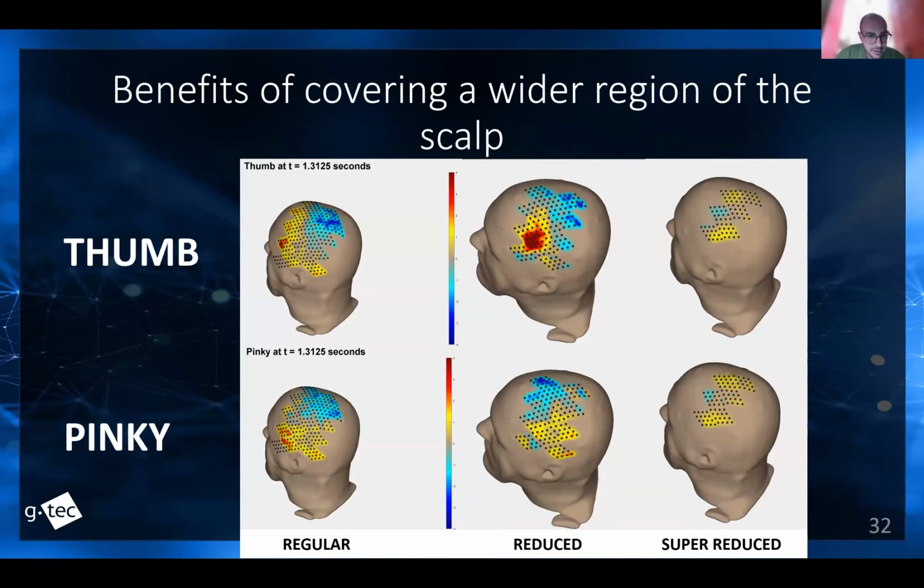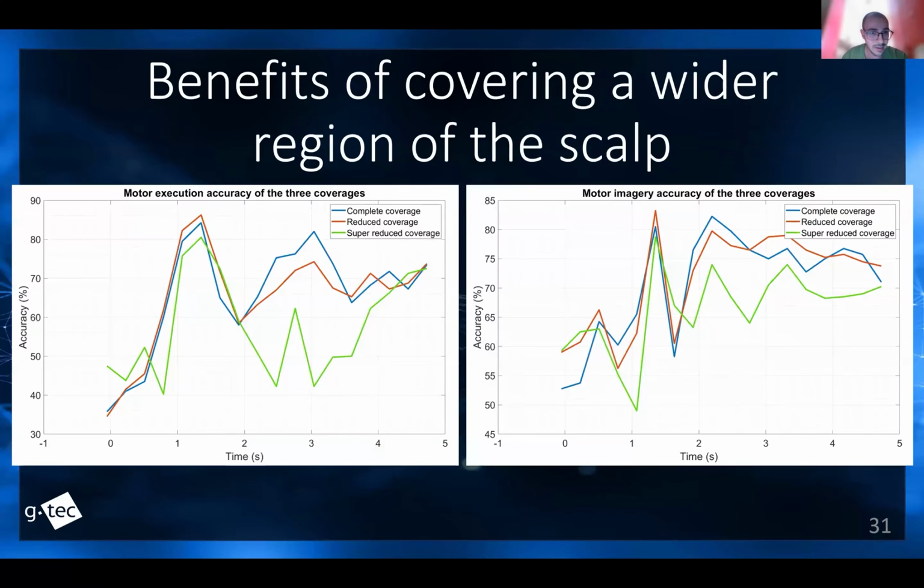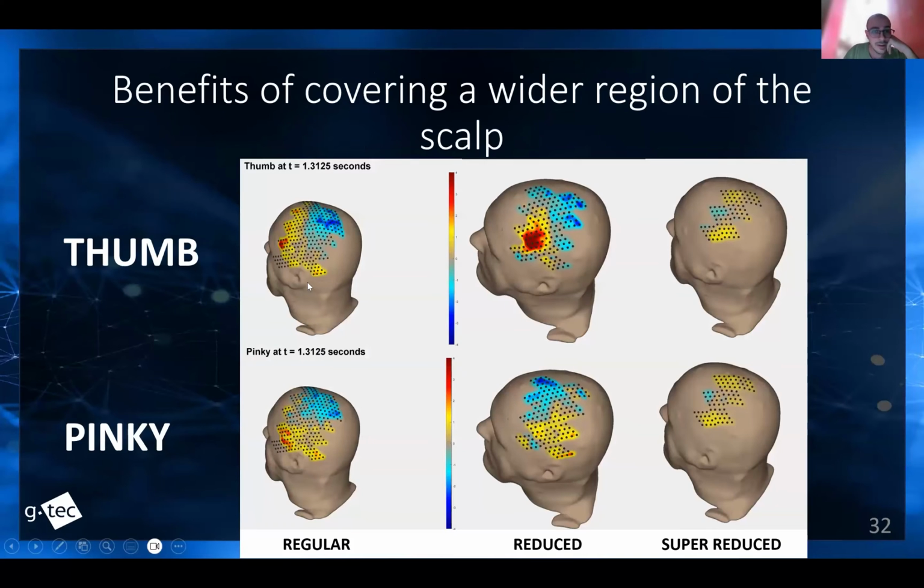I need to say that in this case, for this exact moment, so for 1.3 seconds, that it's the exact time of the maximum accuracy. The topography was made by basing all the map on CAR, so common average reference for every montage. So CAR is always different in these 3 montages. And we can see that there are some relevant differences between thumb and pinky, of course, especially on the temporal region for the very first montage, and also on the central part of the sensory motor cortex.